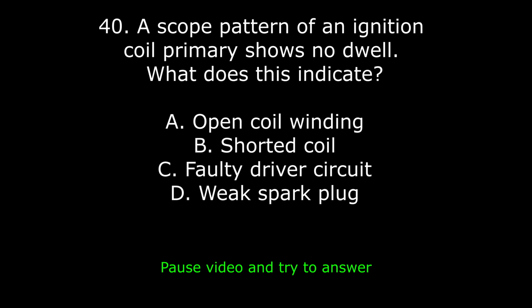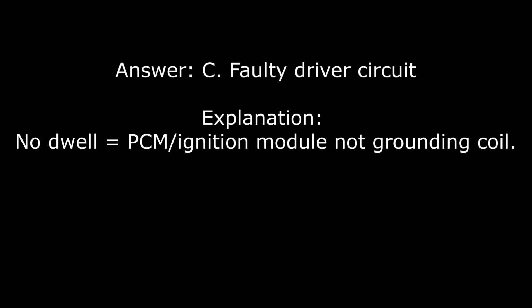40. A scope pattern of an ignition coil primary shows no dwell. What does this indicate? A. Open coil winding, B. Shorted coil, C. Faulty driver circuit, D. Weak spark plug. Answer is C. Faulty driver circuit. Explanation: no dwell equals PCM ignition module not grounding coil.